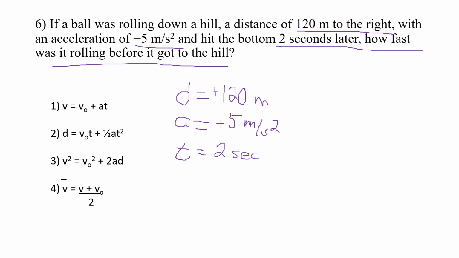How fast was it rolling before it got to the hill? So we're looking for velocity, but we have 3 options. It can be initial, instantaneous, or average. Those are the 3 velocities. It says how fast was it rolling before it got to the hill? Before indicates a beginning.